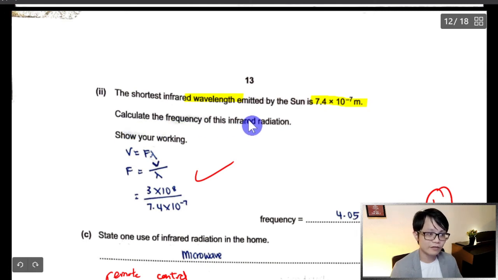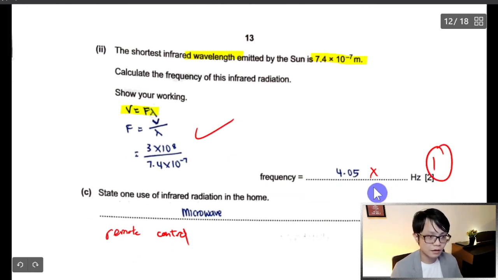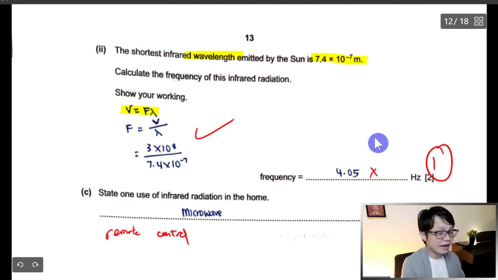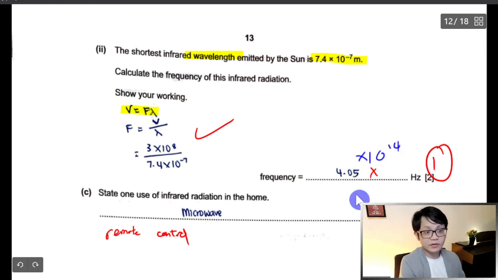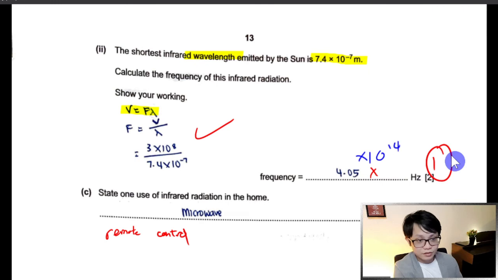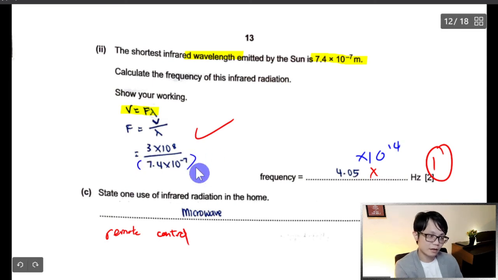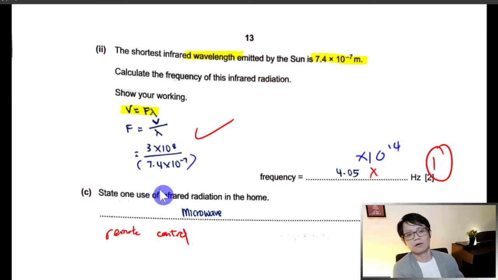So calculate the frequency, the formula, V equals F lambda. You do. The student only gets 1 mark. Why does the student only get 1 mark? The answer is 4.05 times 10 power of 14. Because the student didn't write times 10 power of 14, the answer is deemed wrong, and the formula is correct. So the student only gets 1 mark. So be careful, if you didn't notice, then it didn't happen.